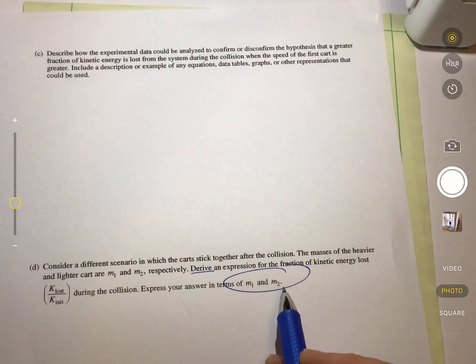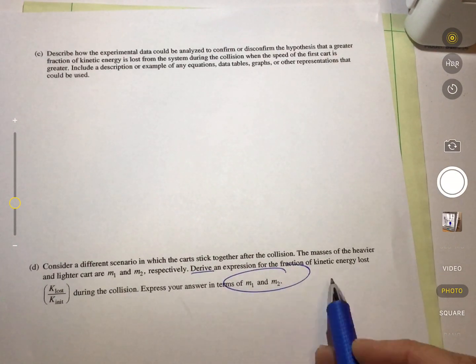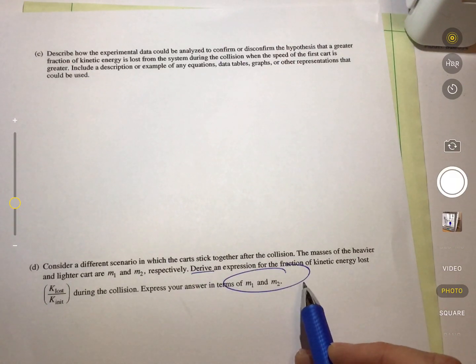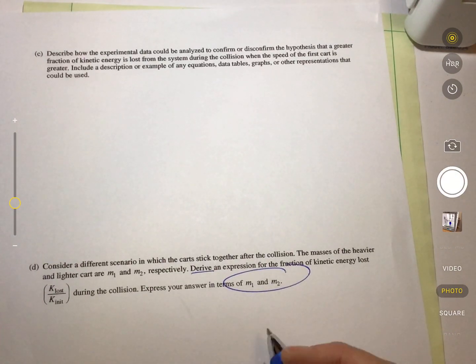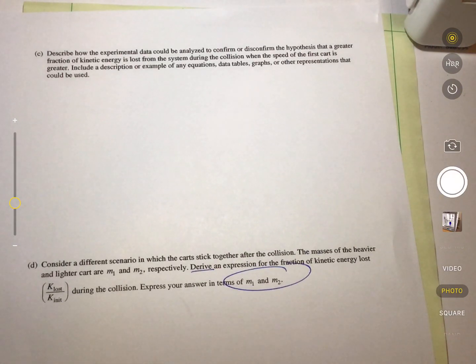A lot of times they'll say express your answer, and they'll state the variables, and they'll also say fundamental constants. So that would say you could include little g, right? Like 9.8 meters per second squared. You could include some well-known constant in the problem. But in this case, we only want M1s and M2s to appear. So let's just think a little bit about what the problem is.